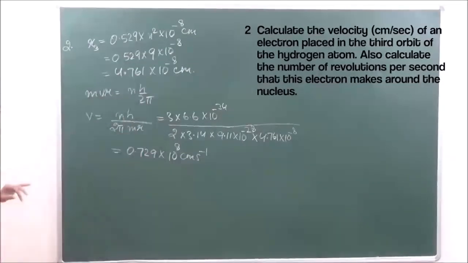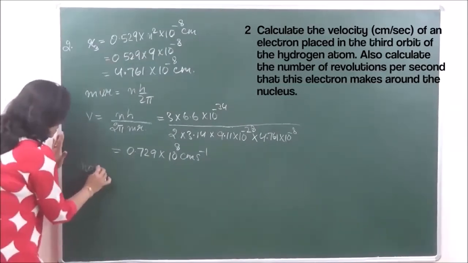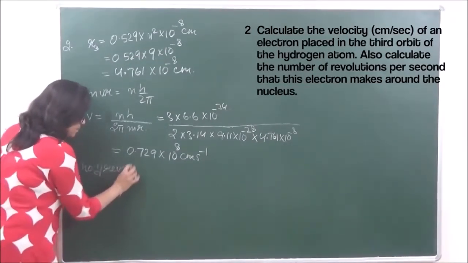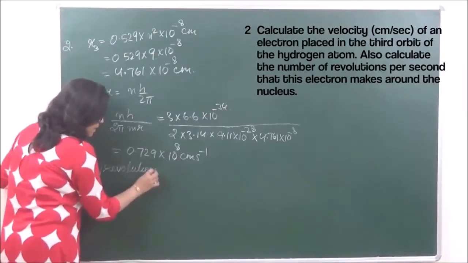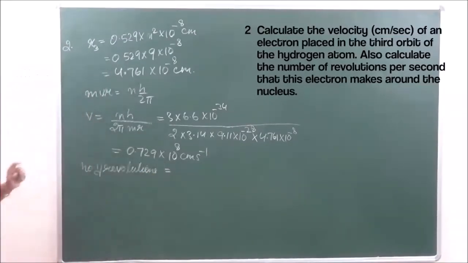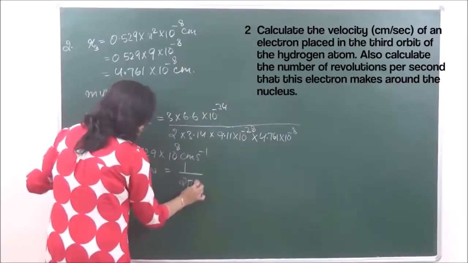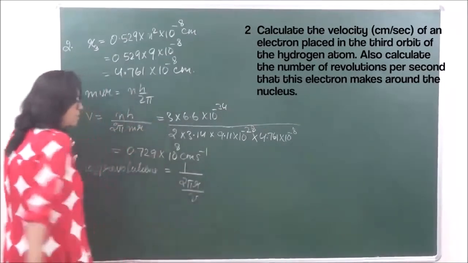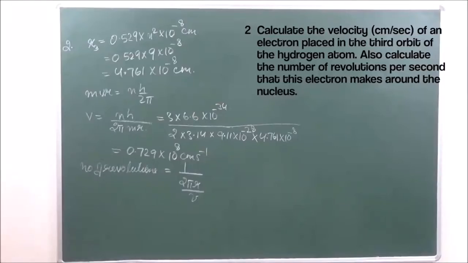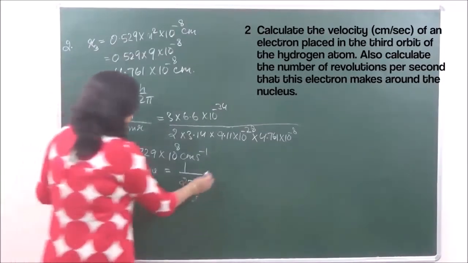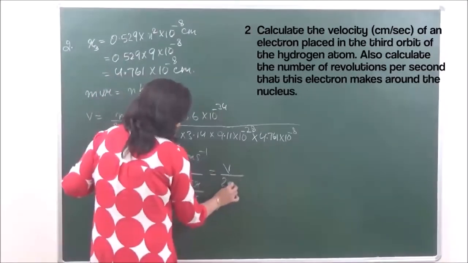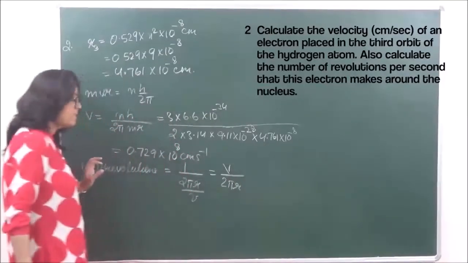This is velocity. Then the third part of the question is we have to calculate number of revolutions per second. So the formula for that would be number of revolutions per second, that is given by 1 upon 2 pi r upon velocity. So this comes to velocity upon 2 pi r. Let's put in the values.